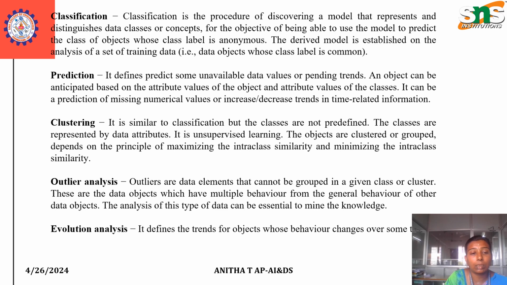And outliers are data elements that cannot be grouped in a given class or cluster. These are data objects which have behaviors different from the general behavior of other data objects. The analysis of this type of data can be essential to mine knowledge. And evolution analysis defines the trends of objects whose behavior changes over time.